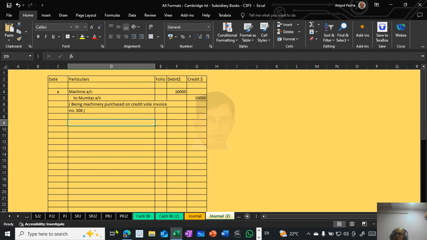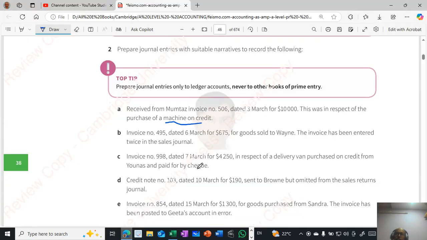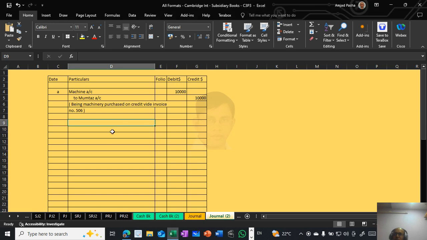Next, invoice number 495 dated 6th March, goods sold to Wayne. The invoice has been entered twice in the sales journal. So we have to pass a rectification entry. When we make the sale, the entry is Wayne to sales. Now you have to reverse the entry.